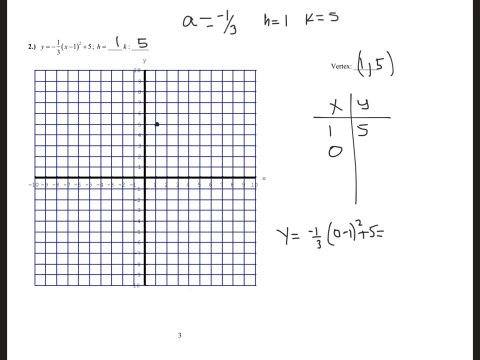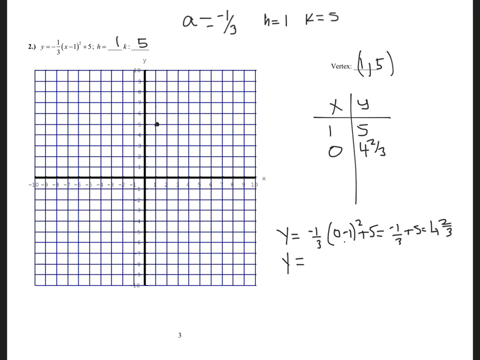When I plug in 0, what do I get? So see, this is -1, and there's a negative when you square it, so this is going to be -1/3, because when you square that, it's going to be positive, plus 5, so we get 4 and 2/3, and we can approximate where that is. So 4 and 2/3.